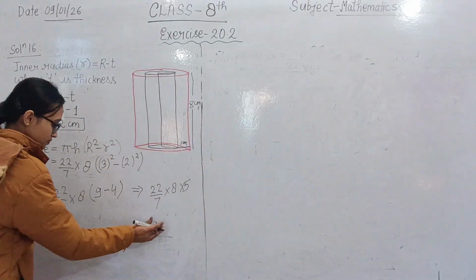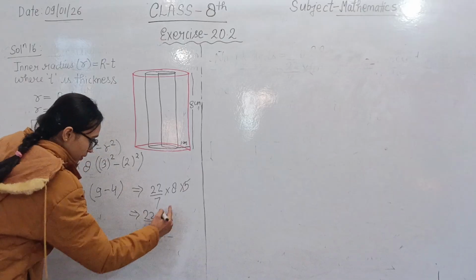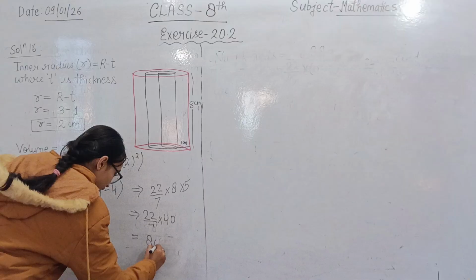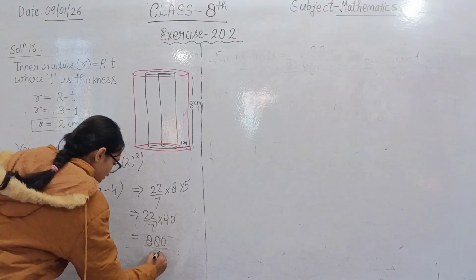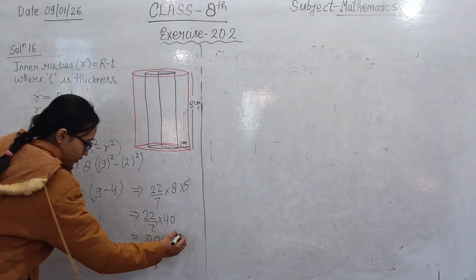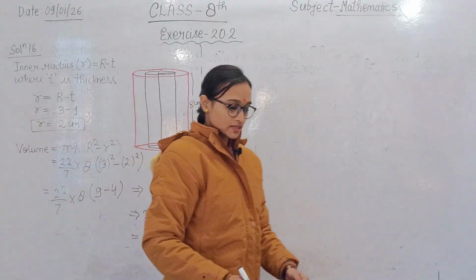Now 22 upon 7 multiplied by 8, 5s are 40. It will be equal to 880 upon 7. Unit is centimeter and we are calculating volume. So in power it will be 3. So this is the answer of question number 16.